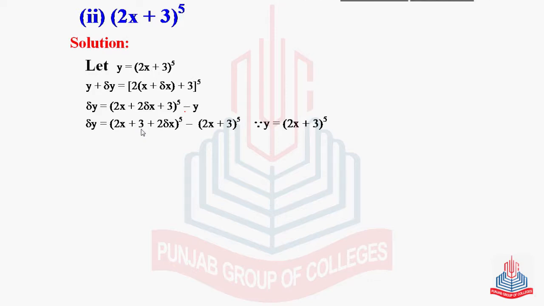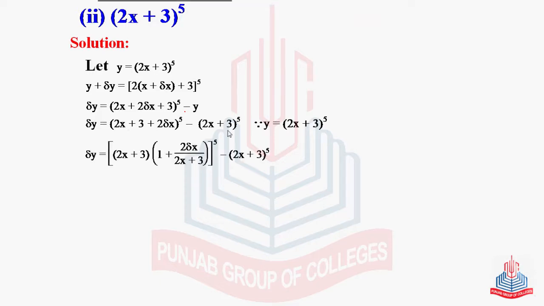From the question's point of view, you have to form exactly the same thing which is y. So 2x plus 3 here and 2x plus 3 here, so that when we take a common thing, that will become a common factor from both of these two terms. Now delta y is equal to 2x plus 3 as a common factor. We have (1 plus 2 delta x divided by 2x plus 3) whole raised to the power 5 minus (2x plus 3) raised to the power 5.